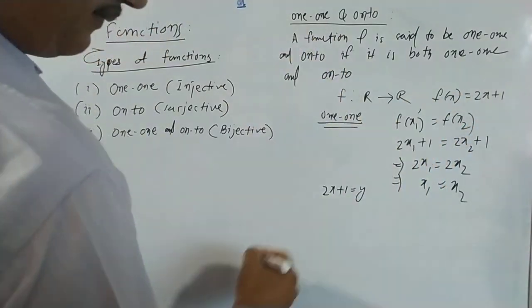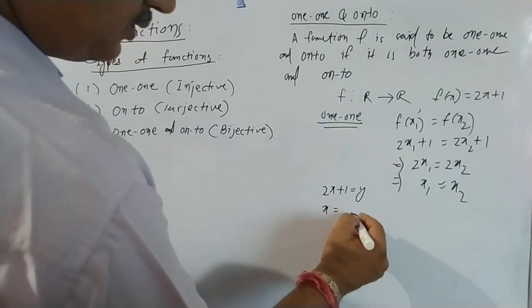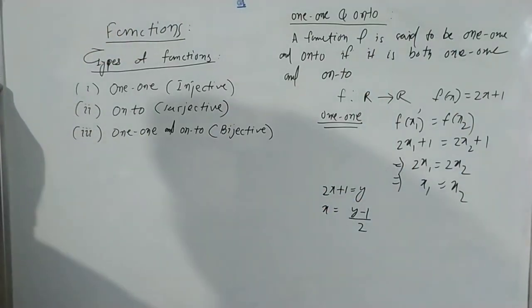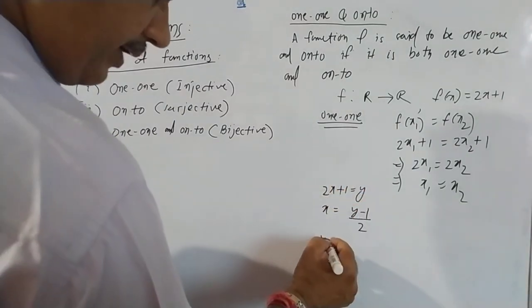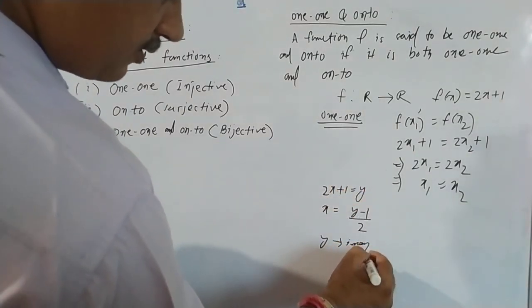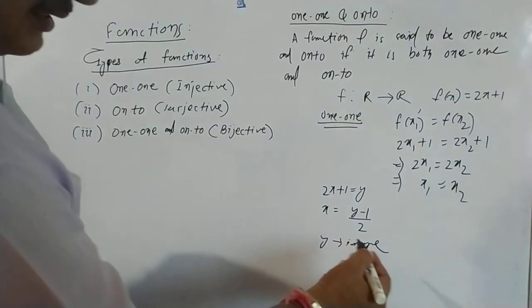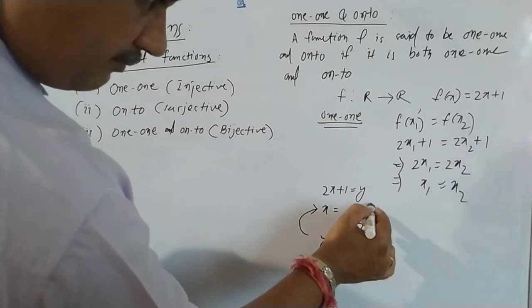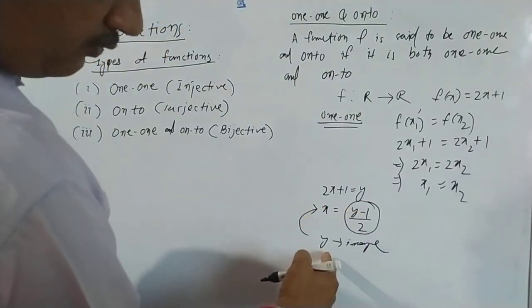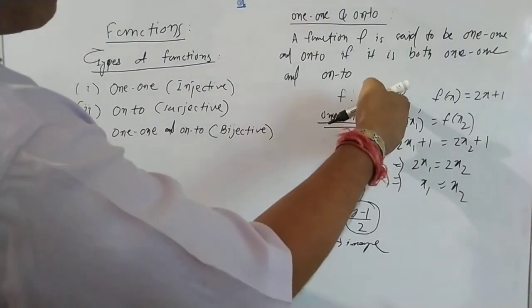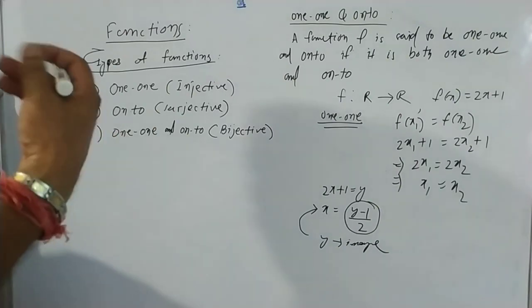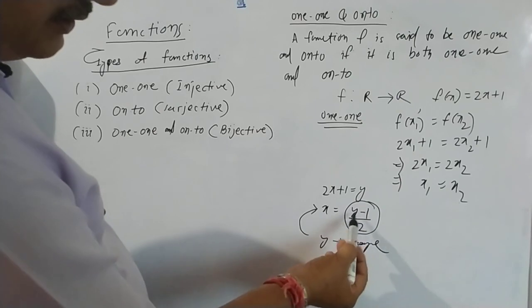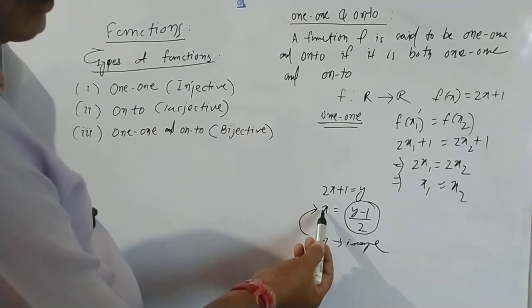Now for onto, you just check 2x plus 1 is equal to y. f of x means y. So here x is equal to (y minus 1) by 2. Now y is the image of x, and x is (y minus 1) by 2. So whatever y you take in the set of real numbers, the result must be there in x.